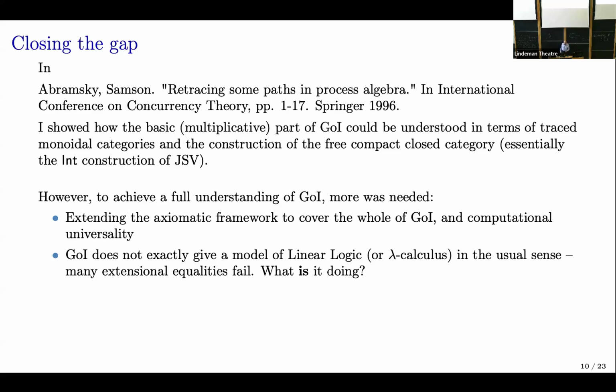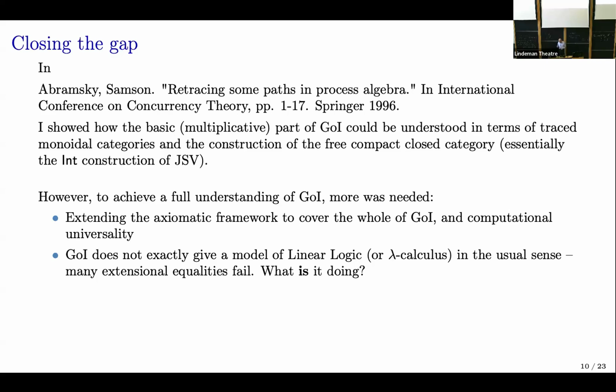Okay, but this wasn't the whole story of GOI. It's important to say that, because GOI was covering at least the multiplicative exponential fragment of linear logic. And in particular, it could cover the lambda calculus, and it was computationally universal if you took a type-free version. So one wanted an axiomatic framework to cover the whole of GOI and to be able to achieve computational universality.